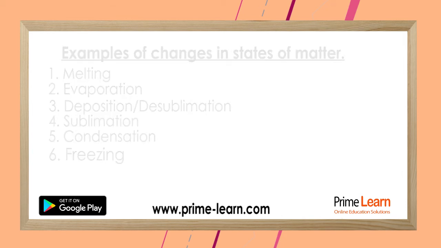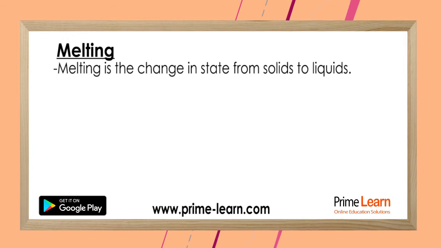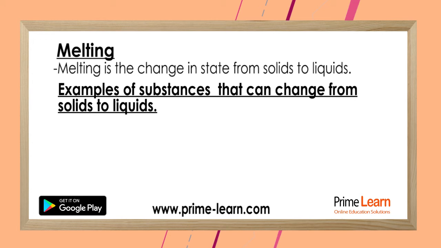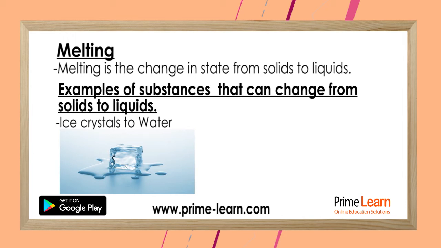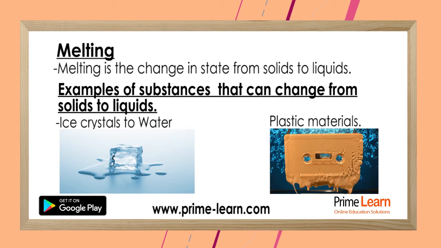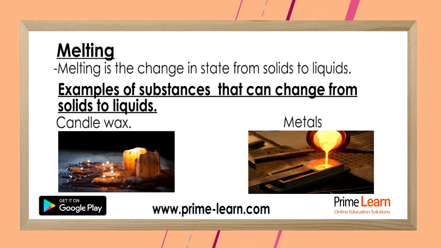And we have said that melting is the change of state from solids to liquids. I repeat, melting is the change of state from solids to liquids. And we have looked at the examples of substances that change from solids to liquids, or the substances that undergo melting. Among these, we have seen ice crystals to water, some plastic materials like the plates, the gel cans, the cups to liquid, and even candle wax changing to liquid.